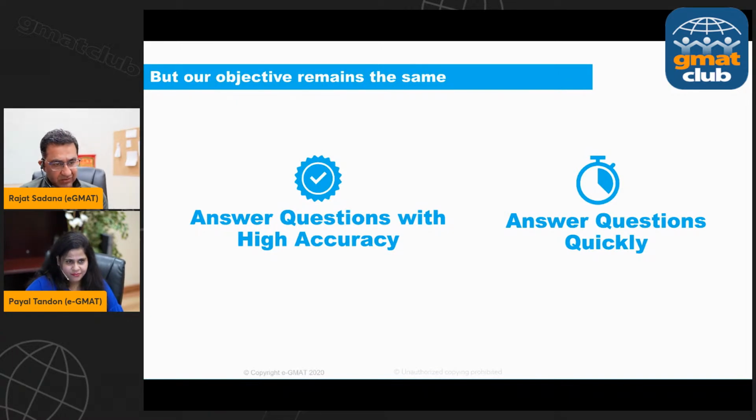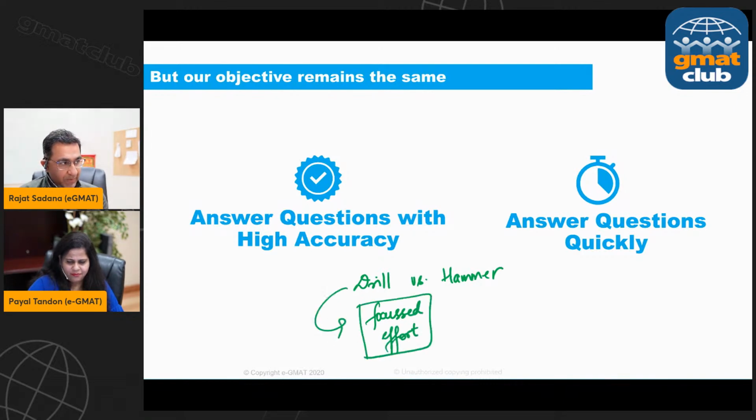I mean, think about it. There's a reason why a drill exists in the world. You don't really dig a hole using a hammer. You use a drill. You put in focused effort. All the energy that comes from a drill goes to a single point, and that's where you actually dig a hole, and that hole is precise. It serves a purpose, and you get something that's beautiful. You get a product out of it. In the same way, when you want to build skills, you want to make sure you do focused effort.